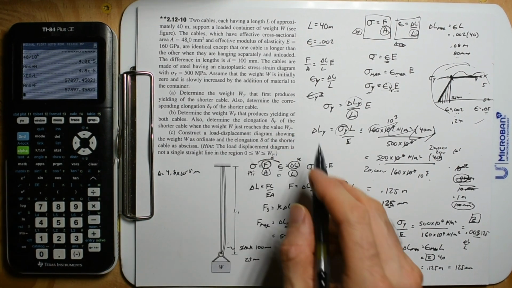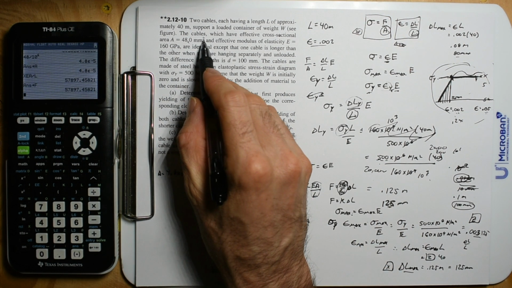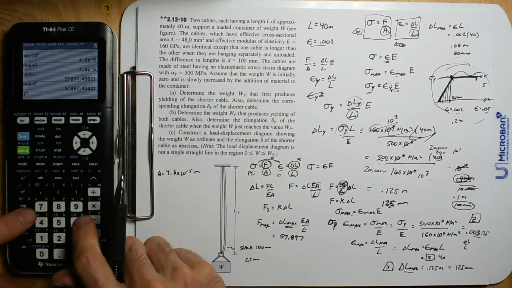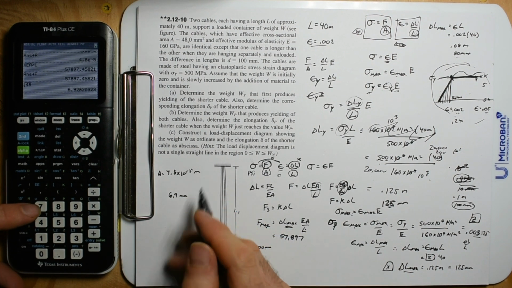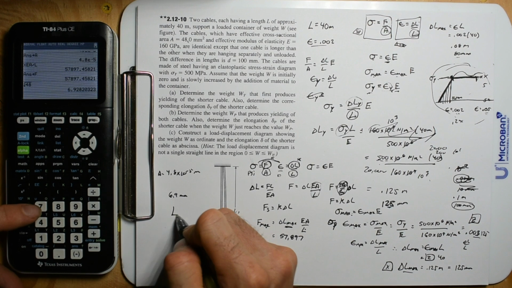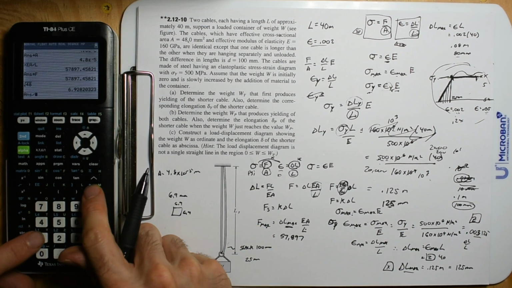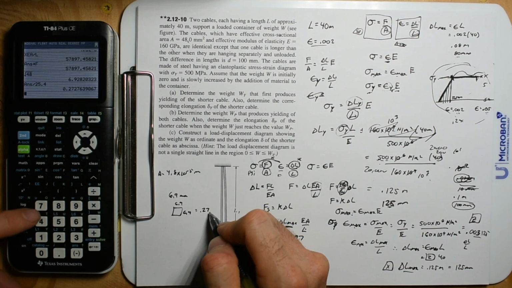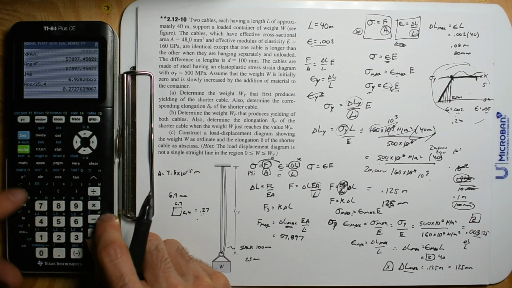And we get 57,897. We kind of know something about steel, that steel can take about 58,000 pounds per square inch. So is 48 square millimeters about 1 square inch? We can take the square root of 48, and that's 6.9 millimeters. If this were a square, it would be 6.9 by 6.9, and 6.9 divided by 25.4 is 0.27. So it's about a quarter inch by a quarter inch.